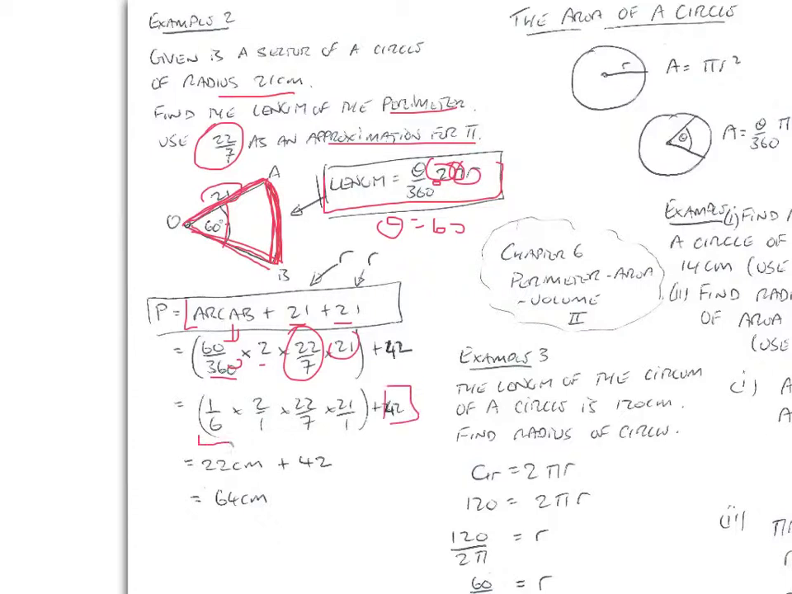So that all works out at 22 plus 42. The perimeter OAB is equal to 64 centimeters.